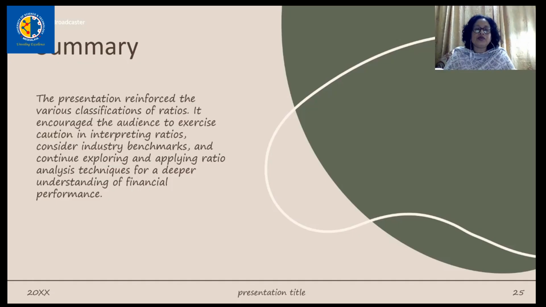To summarize, this presentation reinforces the various classifications of the ratios. It encourages the audience to exercise caution in interpreting the ratios, consider industry benchmarks, and continue exploring and applying ratio analysis techniques for a deeper understanding of financial performance.